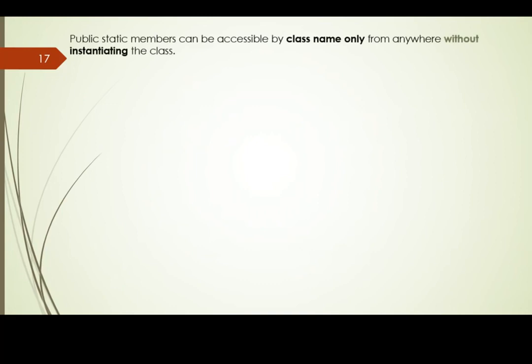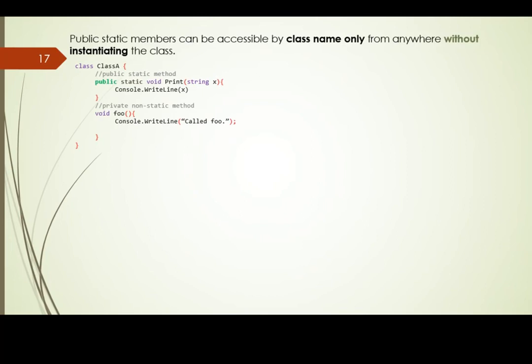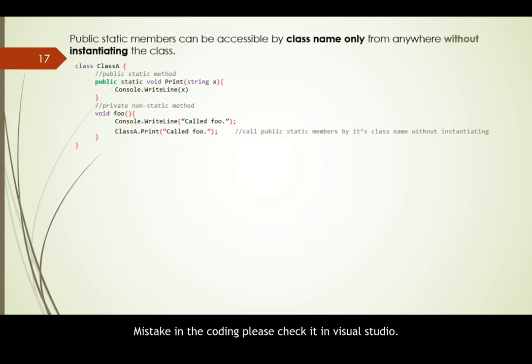Assume that this is Visual Studio and I'm writing my statement, and let's see some code. Let's say that I have a class A and a method, public static method print, and I have a private non-static method that is foo. Now if I want to access the print method of that class A, I can write the class name directly, class A, and put a dot and then call the method, and it will run just fine.